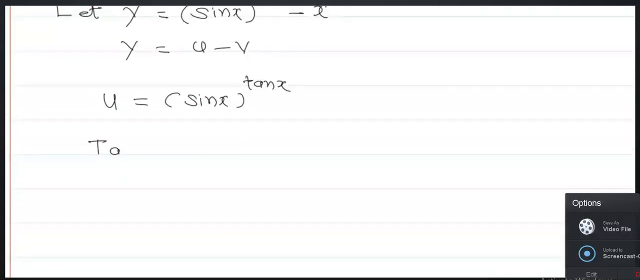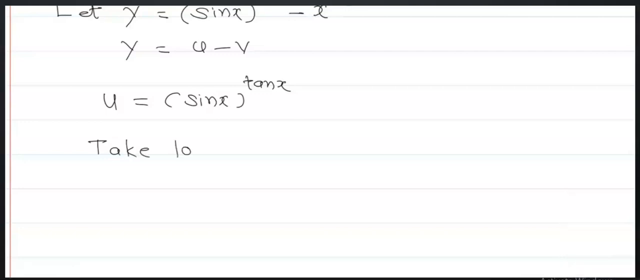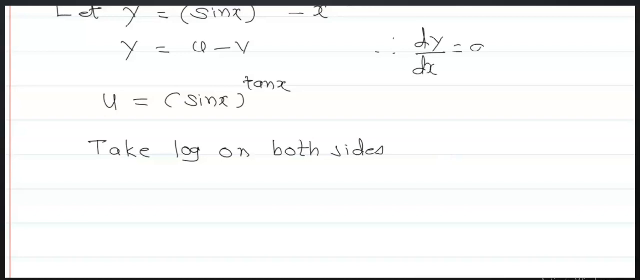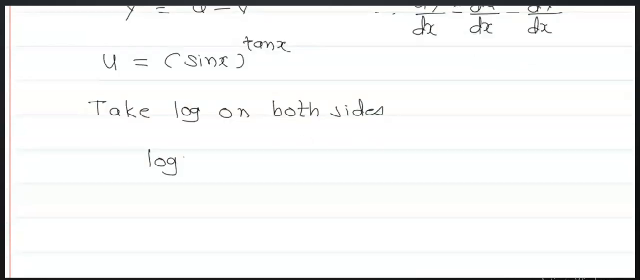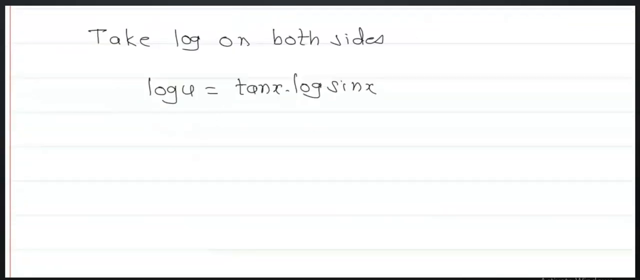U is equal to sin x raised to tan x. Take log on both sides. Log of u is equal to tan of x into log of sin x. Also dy by dx is equal to du by dx minus dv by dx.